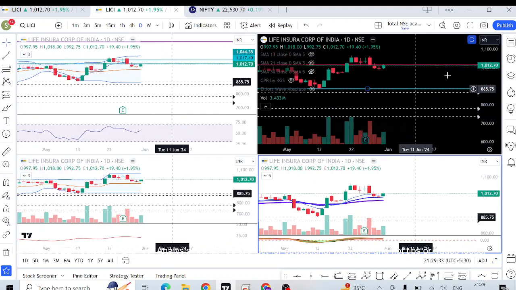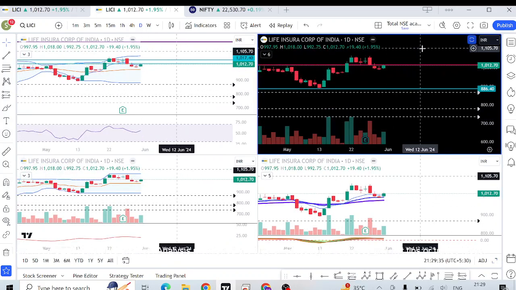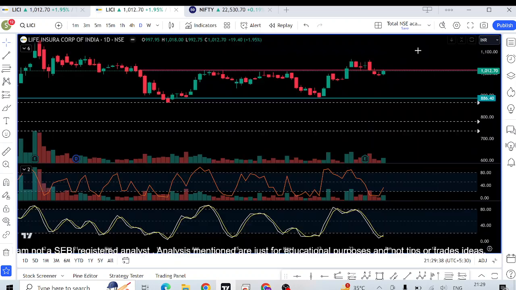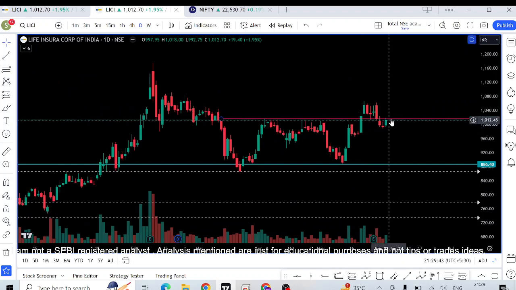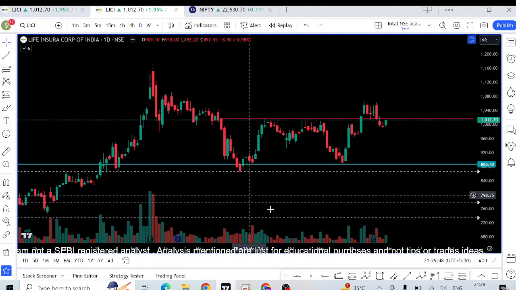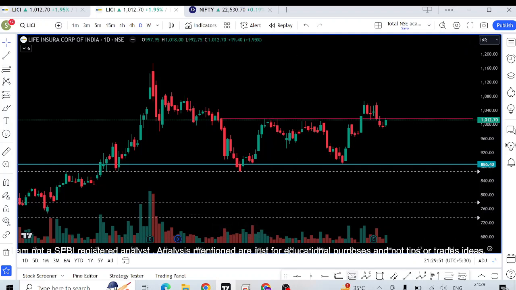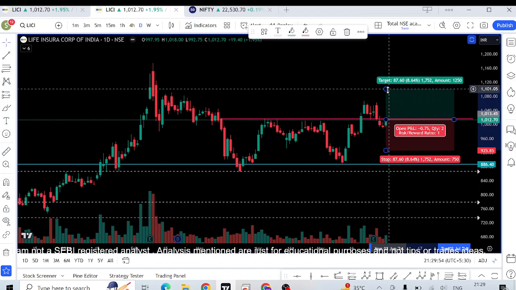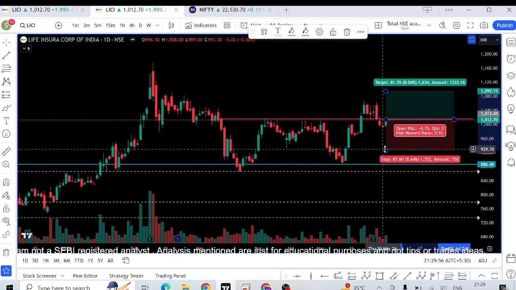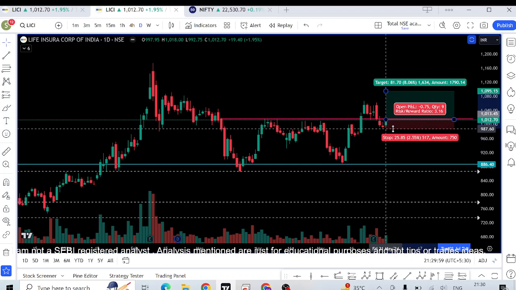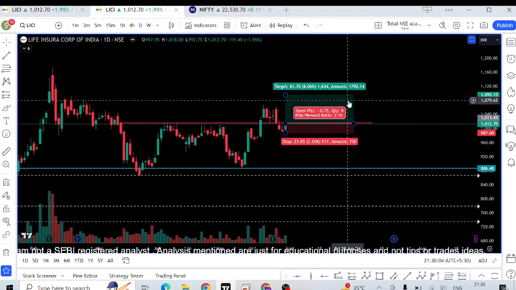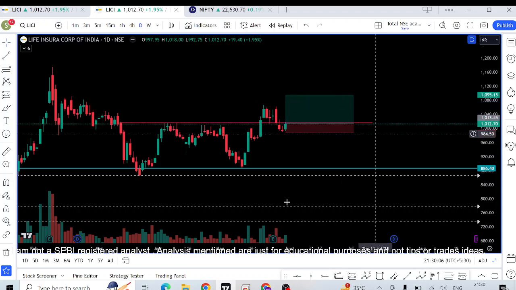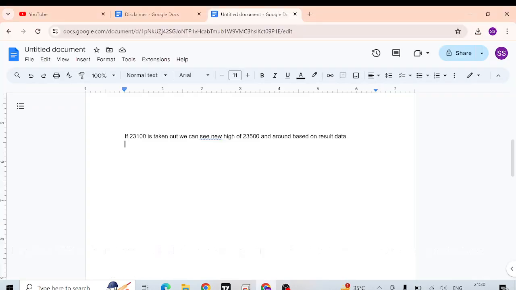So what we can study is that potentially a long position in LIC can be initiated for study purposes above 1015. Just keep that marked, along with the target. Again, this is not a trading idea. What we can expect is a 1:3 risk to reward. Just quickly note it.